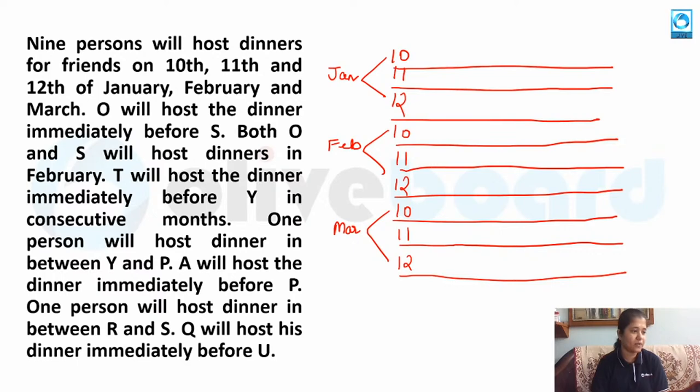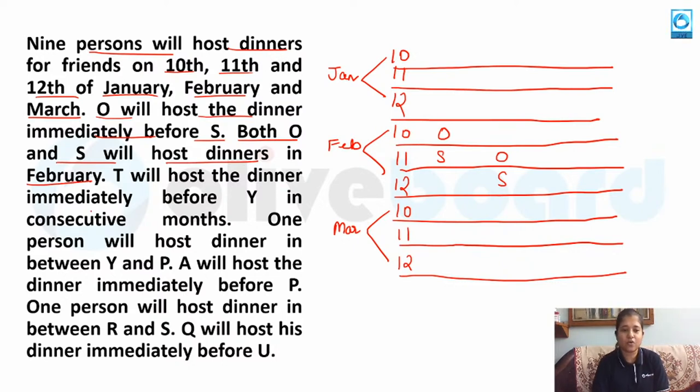Okay, let's see how many of you gave the right answers. A very normal, easy question. Okay, let's check. 9 persons will host the dinner on 10, 11 and 12th of January, February and March. So these are the 3 months and 3 different dates in each month. Now, O will host the dinner immediately before S. Both O and S will host dinners in February, so O and S have to be in February. That means these are the two possible cases for O and S.